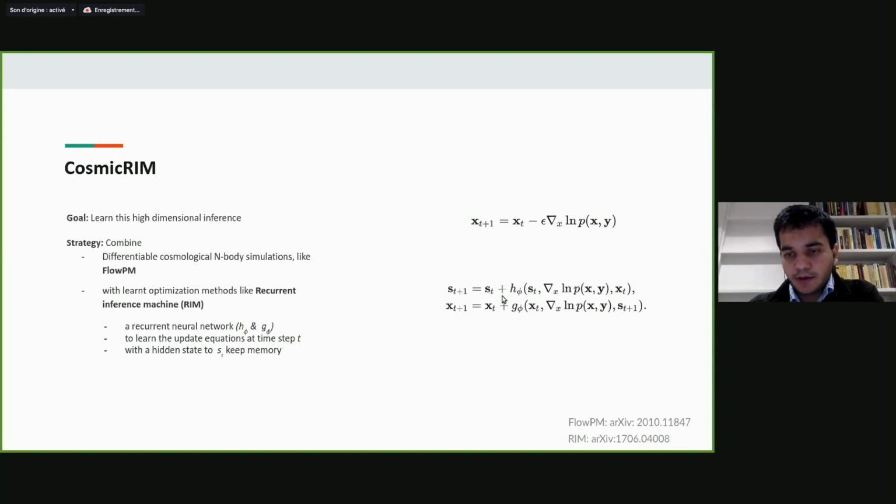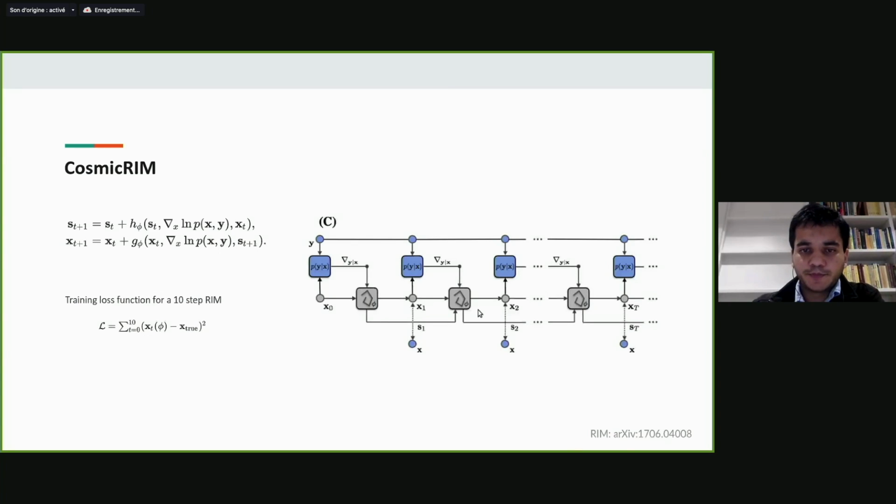So at every iteration, we are solving these 2 equations. We first take a function h, which takes in the current hidden state, the current gradient of the joint, and the current position, the current proposal that we have, and updates the hidden state. And then we take the function g, which takes the current state, the same gradients of the joint, and the updated state to predict the next point that we want to propose. Unfolded, it looks like this.